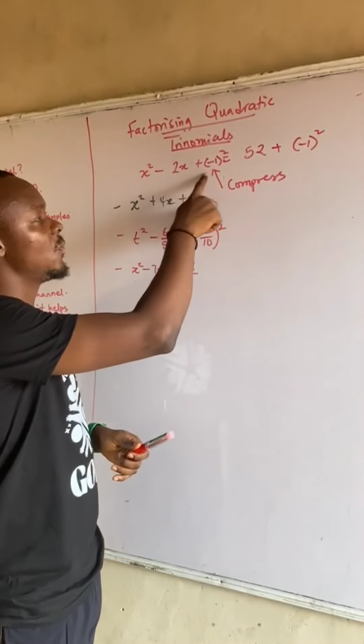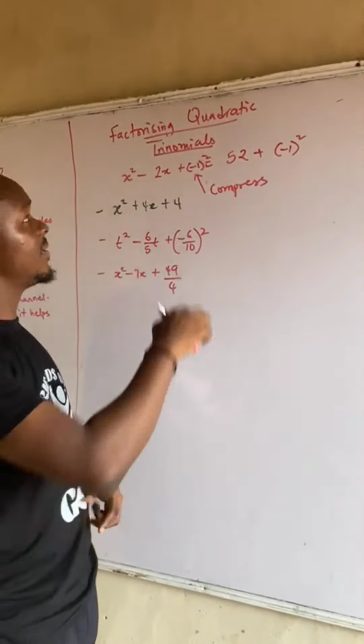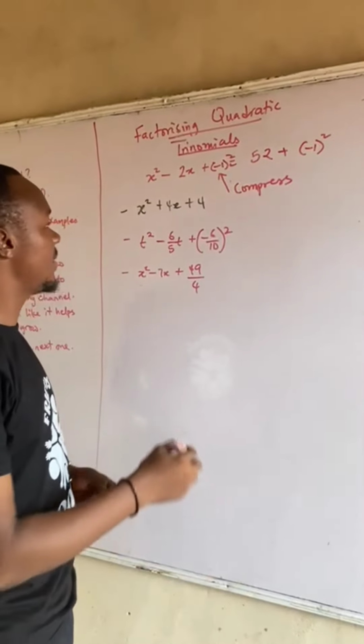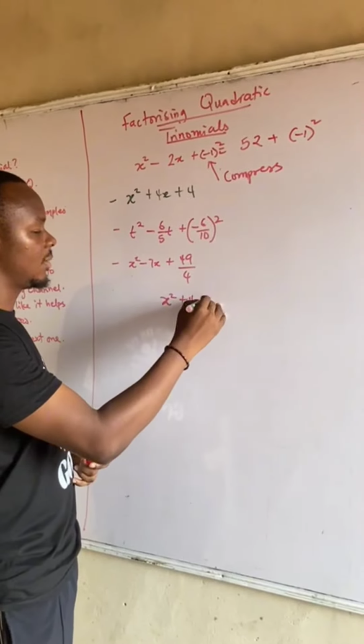I told you that when you get to this point, you compress. Now the mathematical term is to factorize quadratic trinomials. So how do you do that? Very simple. Let's start with this: x squared plus 4x plus 4.